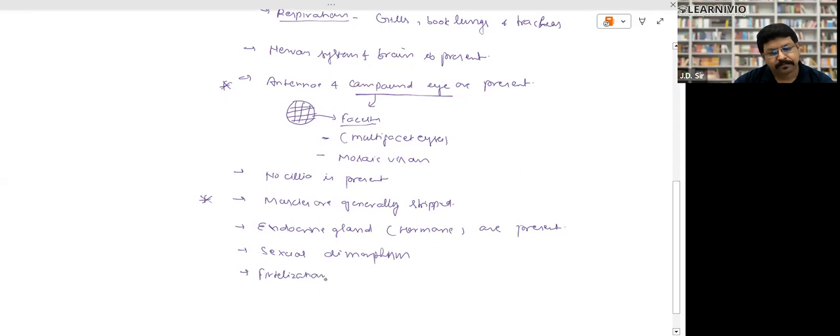And fertilization is internal, and they are mostly oviparous, right? So this is all about the insecta. And if you have any doubt, tell me.